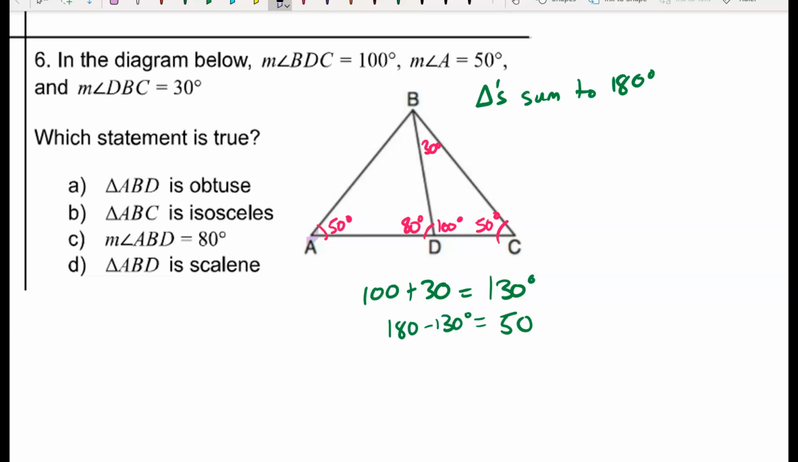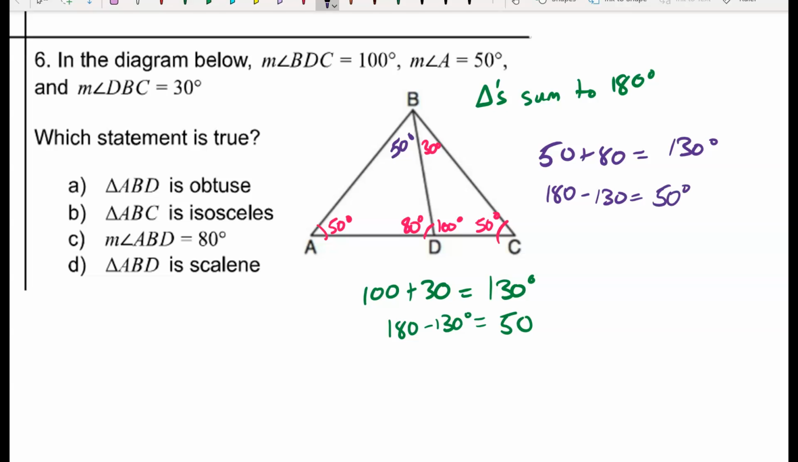Now, similarly, if I'm looking at triangle ABD, right now I'm just doing some detective work to figure out what angles I could fill in here. I have 2 angles and I'm just missing 1 angle of a triangle. So again, I can add my 2 angles up, 50 and 80, to get 130 degrees, and I could subtract that from 180 to find that my missing angle ABD up there should be 50 degrees as well. So now let's go through the answer choices and read.